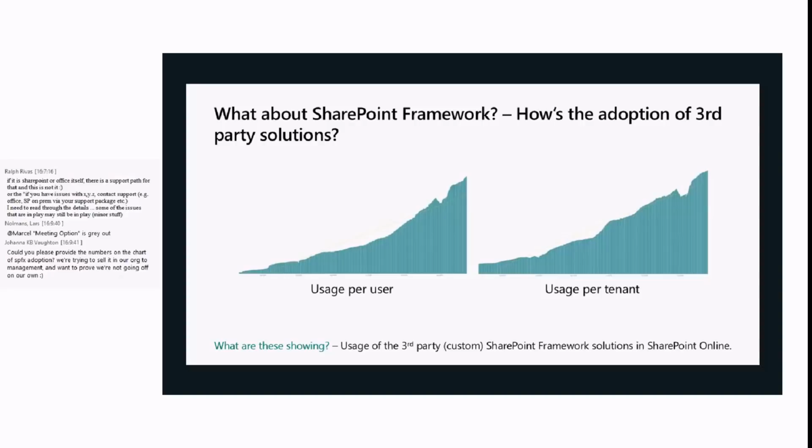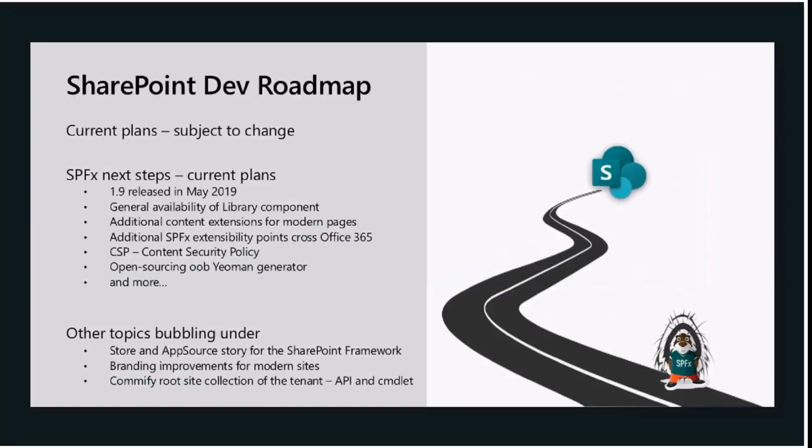Good. So, a quick update on the roadmap. I didn't have anything specific here, but this is high-level thinking on what we're looking into doing next, because 1.8 came out two weeks ago. Last week we had an MVP summit where we also shared some insights around what we're planning to do next for SharePoint Framework development. 1.9 is planned to be released around the May timeframe.